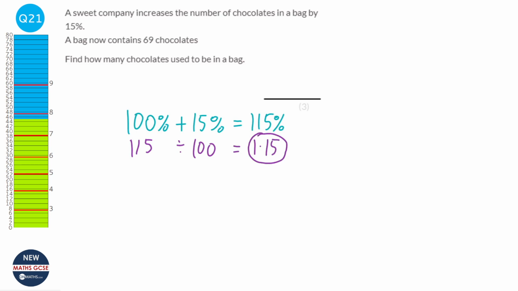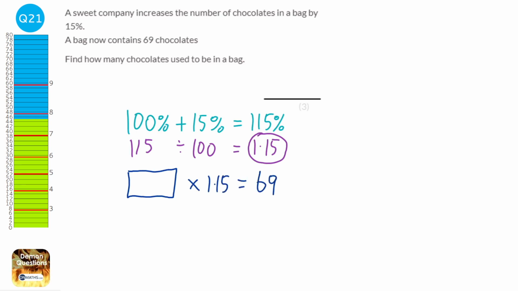Now they used that multiplier on the original amount, and they times it by 1.15, and they got the answer of 69. But if we're working the other way, to find out what they times by 1.15, we get that 69 and we divide it by the multiplier. So if we want to work out what the original number was, we divide it by the multiplier, and that gives us 60. So the answer will be 60.